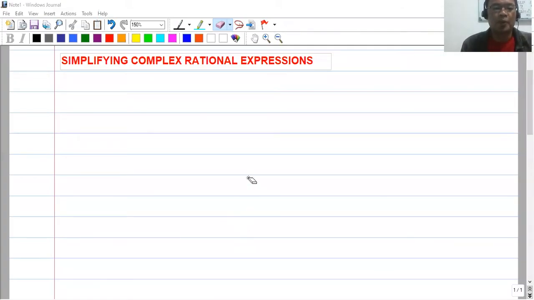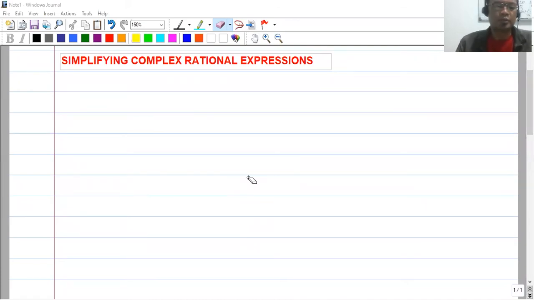Okay, so at this time, I'm going to discuss simplifying complex rational expressions. Again, if we say complex rational expression, we are referring to a rational expression whose numerator or denominator or both contains fraction. So in short, a complex rational expression is a fraction of fractions.